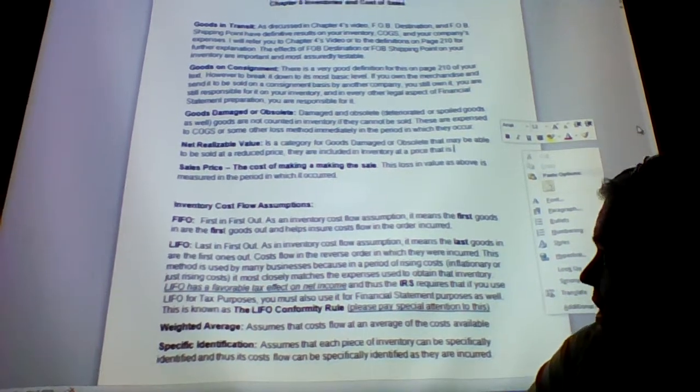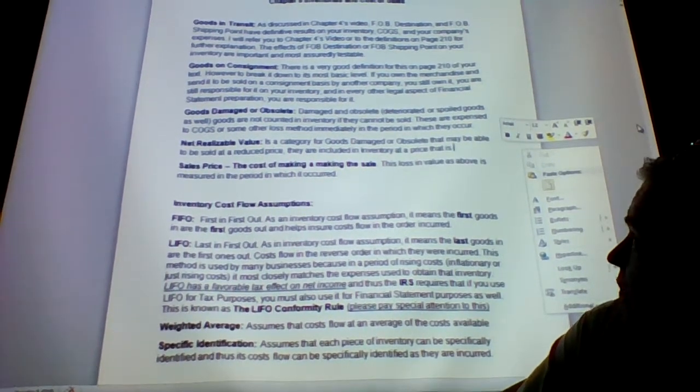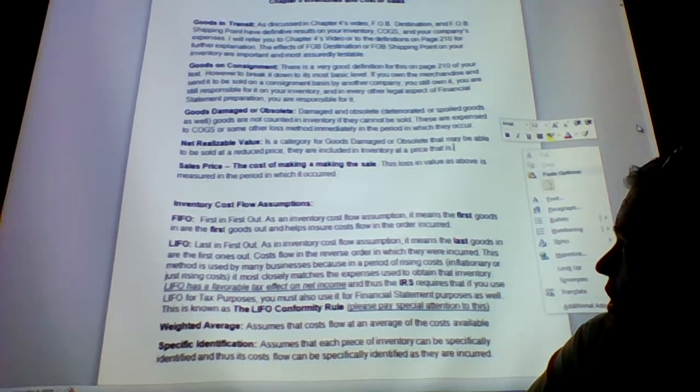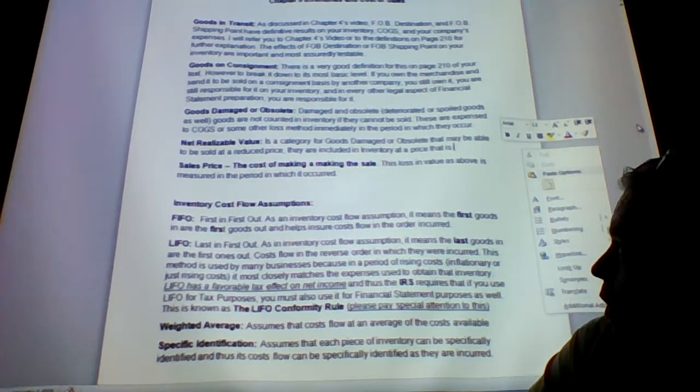Goods on consignment. There's a very good definition for this on page 210 of your text. However, to break it down to its most basic level, if you own the merchandise and you send it to be sold on a consignment basis by another company, you still own it. You are still responsible for it on your inventory and in every other legal aspect of financial statement preparation. You are responsible for it.